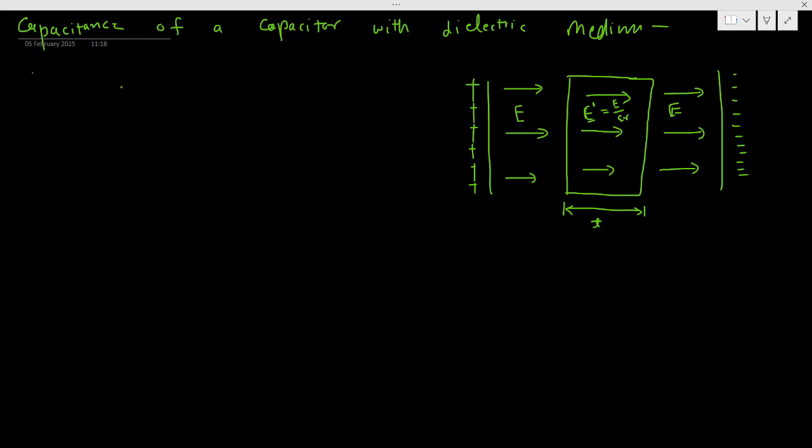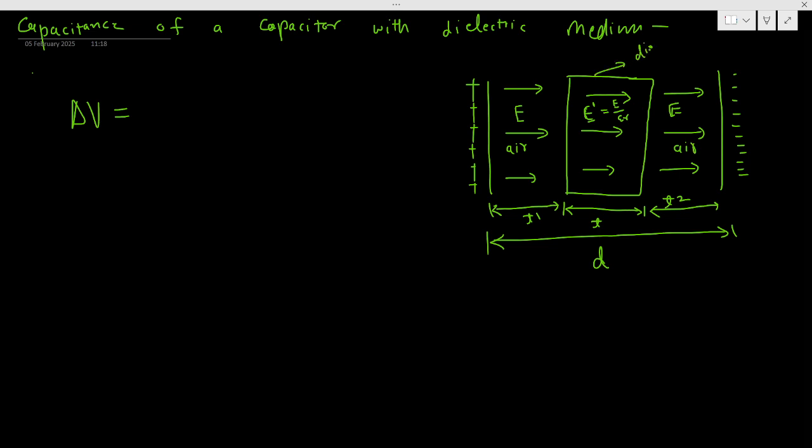Now when we talk about the potential difference, how do we write it? The distance between the plates is d. Take this thickness as t1 and this thickness as t2. Here we have air, and here also we have air, and this is the dielectric slab. Keep this in mind.